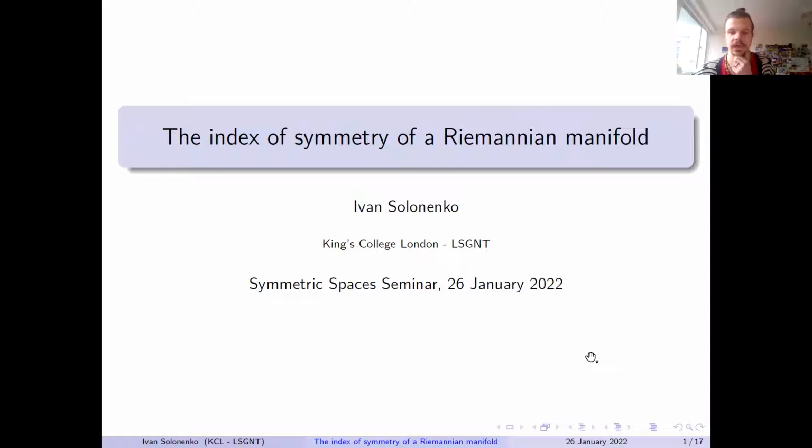So today I will be talking about the index of symmetry of a Riemannian manifold. This is a notion introduced by Olmos, Reggiani, and Tamaro in 2014, I guess. Maybe the original paper was in 2013. And then there were further developments together with my supervisor, Jürgen Berndt, several years later in 2017. So I'll introduce this notion and talk about some of their results.